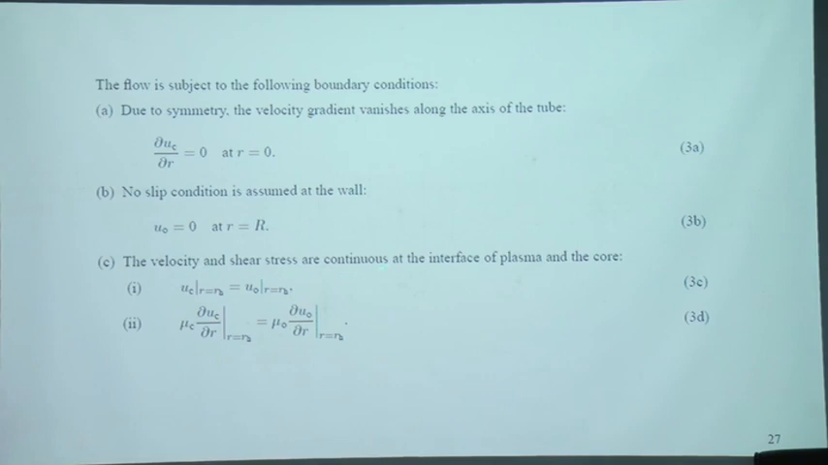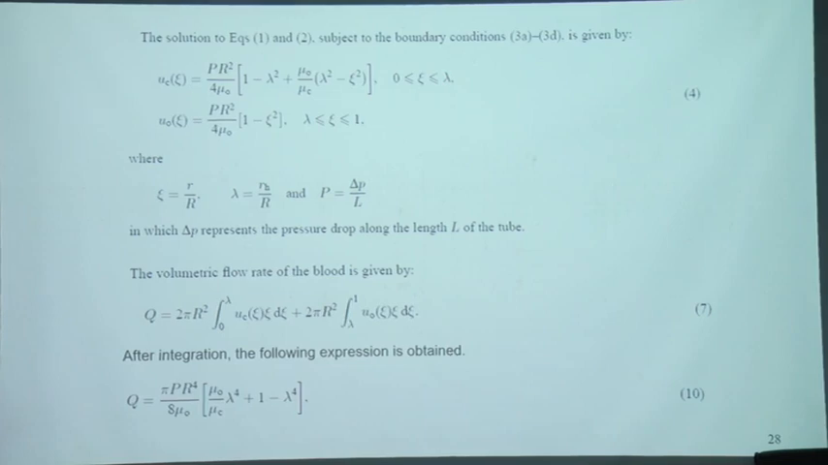At the interface between the cell-free zone and the core region, we have continuous velocity, and we also have continuous shear stress. These are mathematically described. If you apply all these boundary conditions to the equations we mentioned earlier, you can mathematically solve for the velocity profiles as a function of the radial position in each of these zones. These are the solutions, and again, these were taken from the paper.